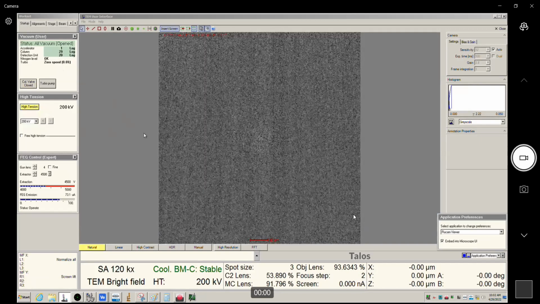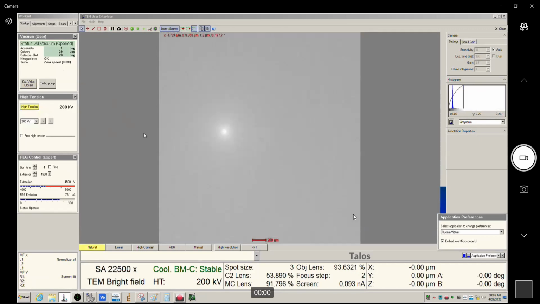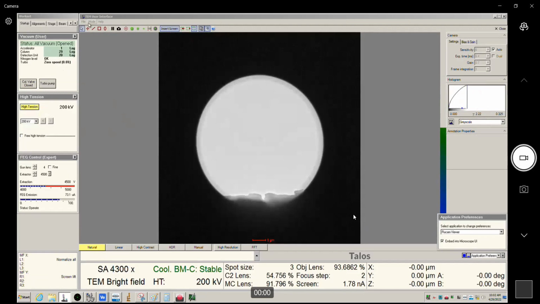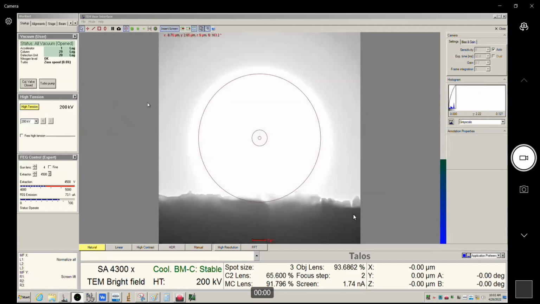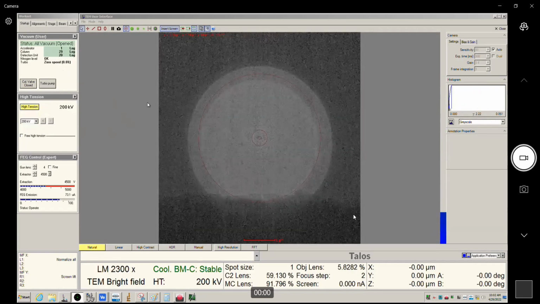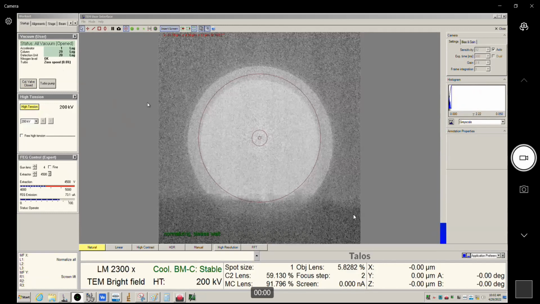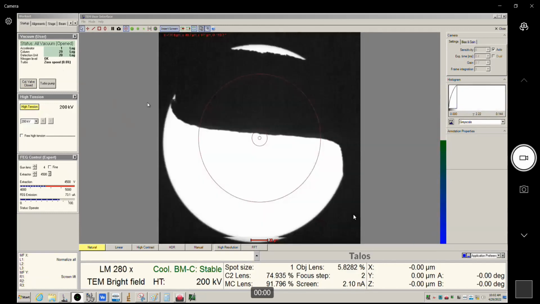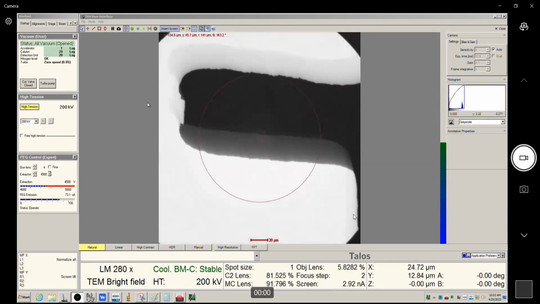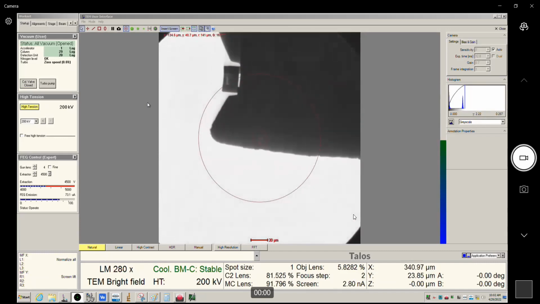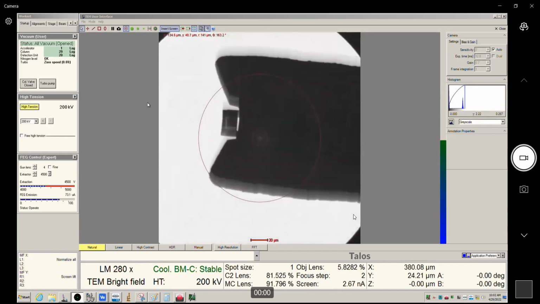All right, so I've got a couple of OmniProbe specimens on here. So we'll go ahead and find them. All right, so there's an empty grid. Okay, there's this guy right here.